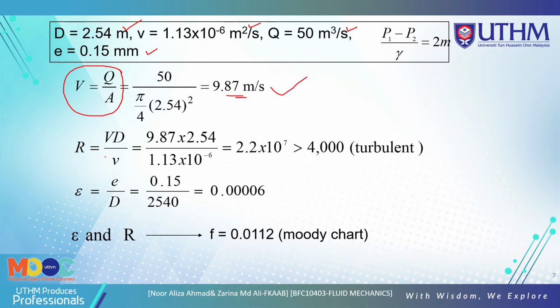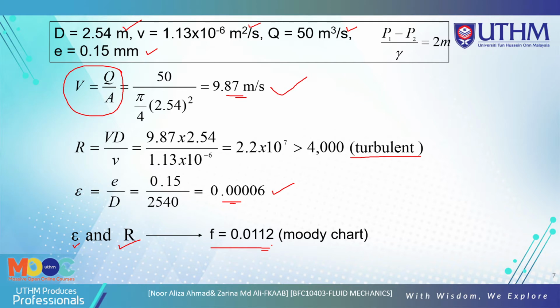And then using the Reynolds number, put all the values here until you get the Reynolds number of 2.2 times 10 power of 7. This is greater than 4,000, so the flow is turbulent. Then you first find the relative roughness, based on this value, 0.00006. Using the relative roughness and also the Reynolds number, you get F from the Moody chart here.